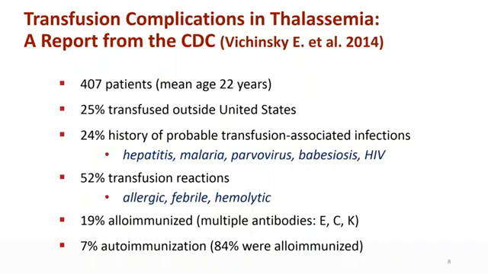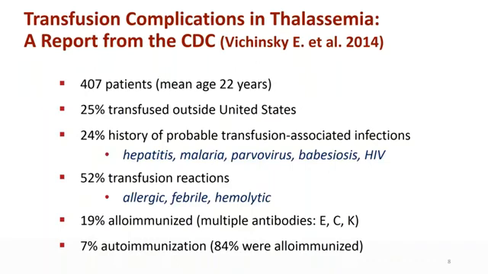Of importance, 24% of this population who was often transfused outside had a history of a probable transfusion-associated infection. These included hepatitis A, B, and C, malaria, parvovirus, a recent rise in babesiosis, and, depending on the region, a steady rate of HIV.